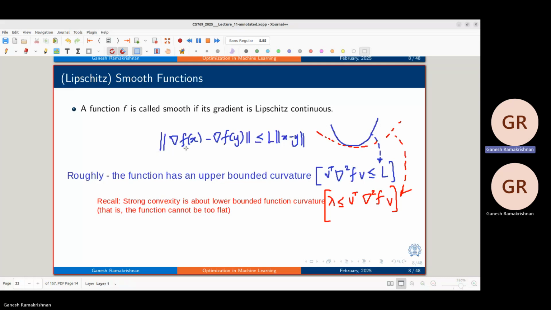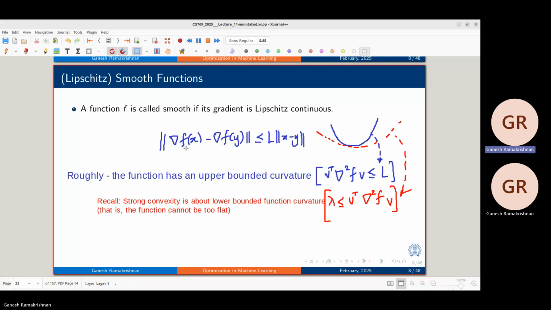So when we talked of strong convexity, we had this pink one, or orange one. Remember, there was this lambda or whatever. We used a C, but I've written lambda on the board. So basically, we are saying V transpose Hessian V should be greater than or equal to lambda. That means the curvature is at least lambda in every direction. So this is the lambda part.